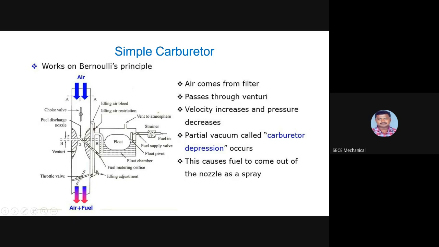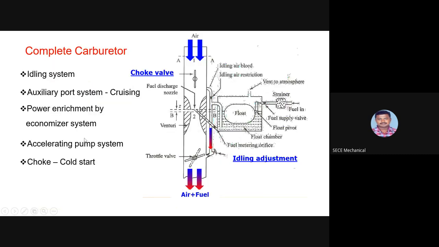So when the vacuum is created, and when velocity increases and pressure decreases in this particular area, the fuel is going to be drawn out. The fuel comes this way and is injected through the nozzle, and both air and fuel are mixed together. This is a simple carburetor. So this is a complete carburetor.